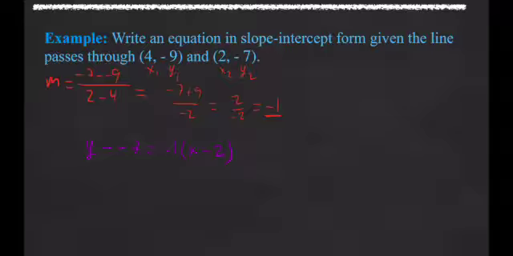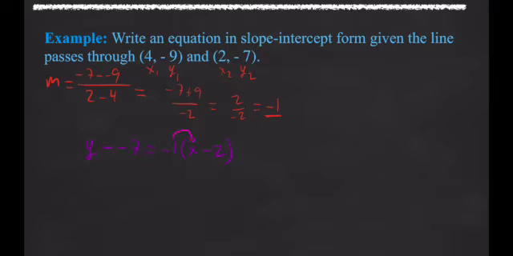We're using point-slope form because we do not know the intercept. If we knew the intercept, we could just plug it right in. But because we do not know the intercept, we cannot just plug it right in. So we had to take a few more steps with that.